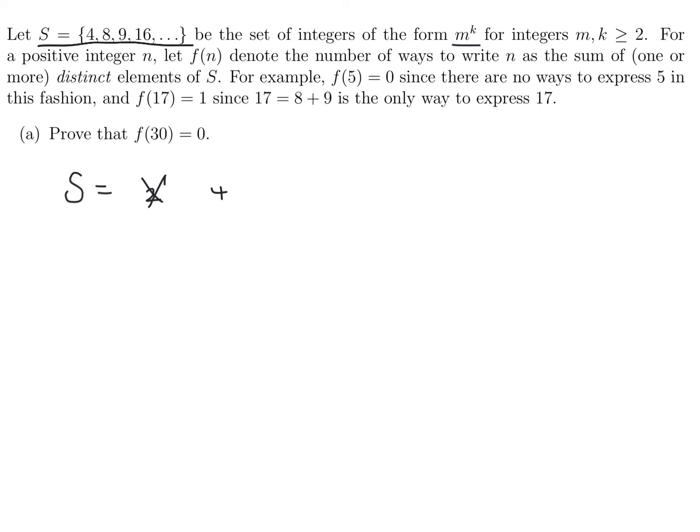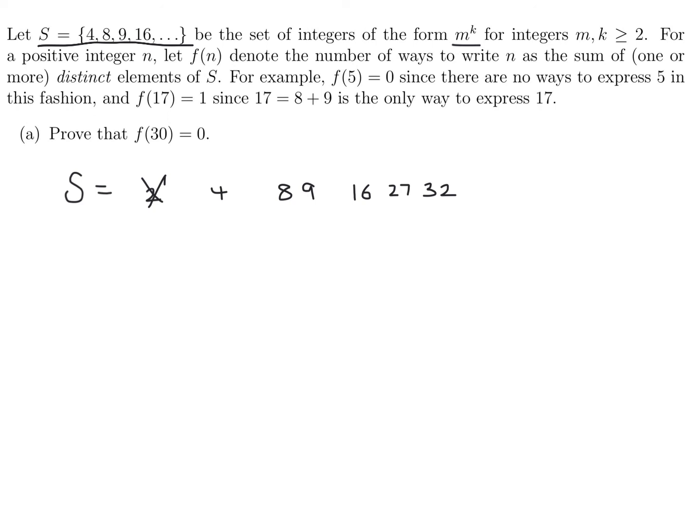So the smallest is 2 to the power of 2, which is 4. Then 2 to the power of 3, which is 8. 2 to the power of 4, which is 16. 2 to the power of 5, which is 32, and so on. Then we use the next number, 3 for m. 3 to the power of 2 is 9. 3 to the power of 3 is 27, and so on. Then use powers of 4. 4 to the power of 2 is 16, that's already there. 4 to the power of 3 is 64, and so on.